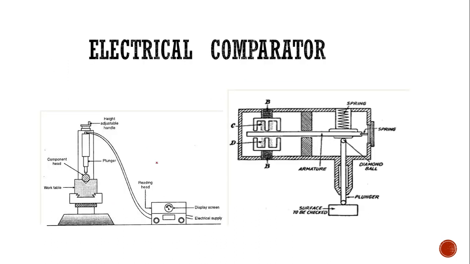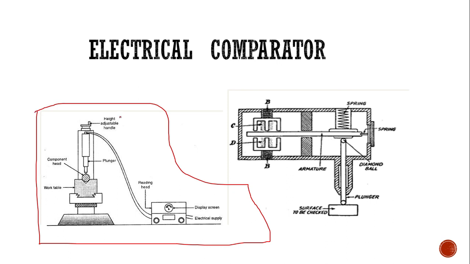Okay, now we'll move towards electrical comparator. The construction is again very simple. See how the complete setup will look like. So this is a setup, electrical comparator. This is a plunger. See, electrical comparator needs to be connected to the power source, and there will be a display screen, electric supply, work table. Okay, the main measuring principle can be explained with this diagram.